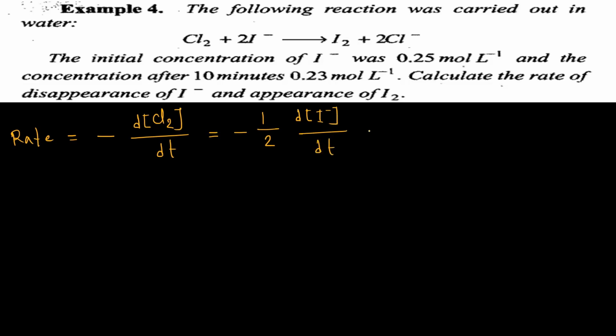So the rate expression for this reaction is negative sign d of Cl2 upon dt is equal to negative 1 by 2 d of I minus upon dt, while positive d of I2 upon dt is equal to 1 by 2 d of Cl minus upon dt.